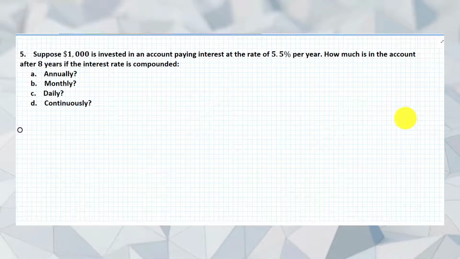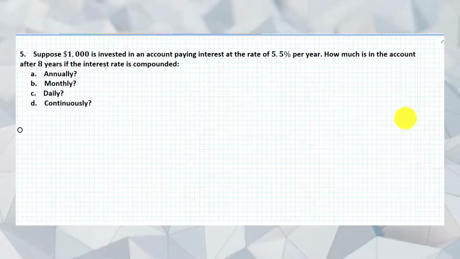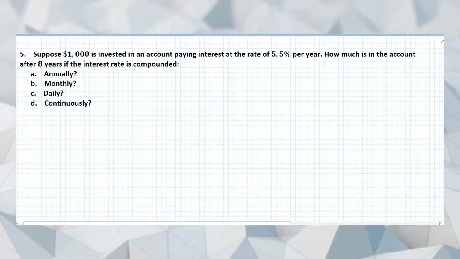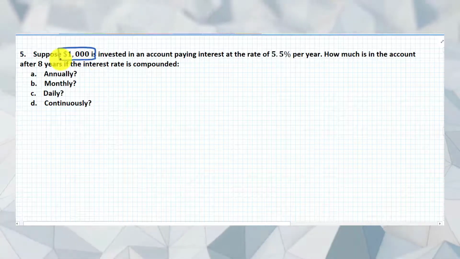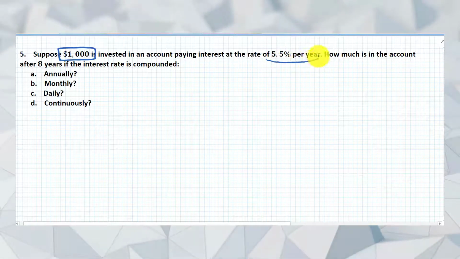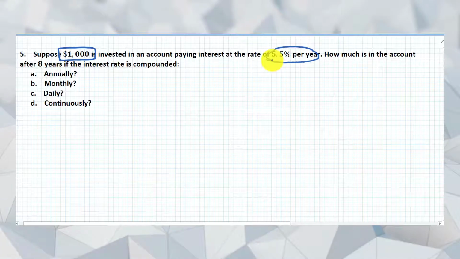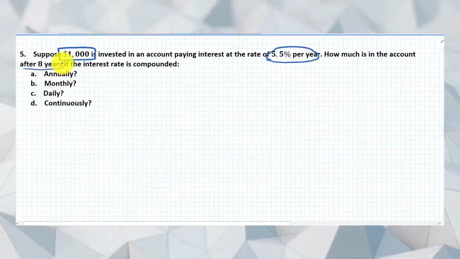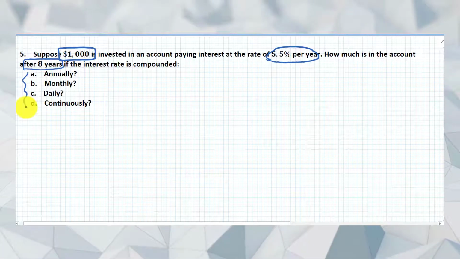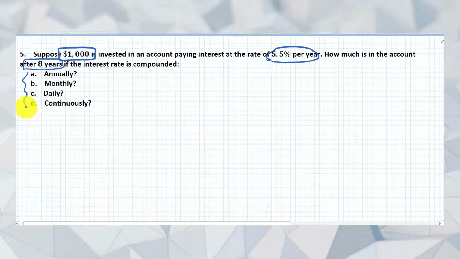Okay, next problem. In this last example, I want to figure out how much better continuous compounding is versus daily, monthly, annually compounding, okay? How do I do that? I invest $1,000 in an account that pays 5.5% interest per year. And I want to know how much is the account after 8 years. And these are the different schemes I will be looking at.